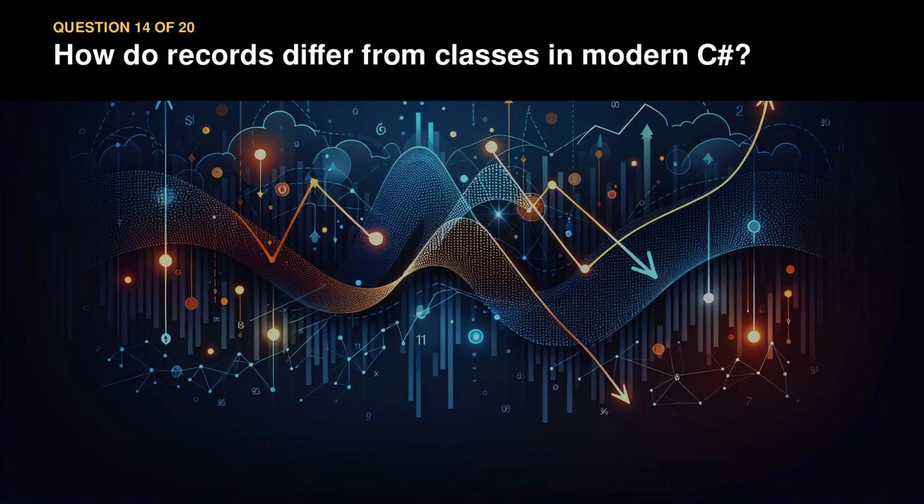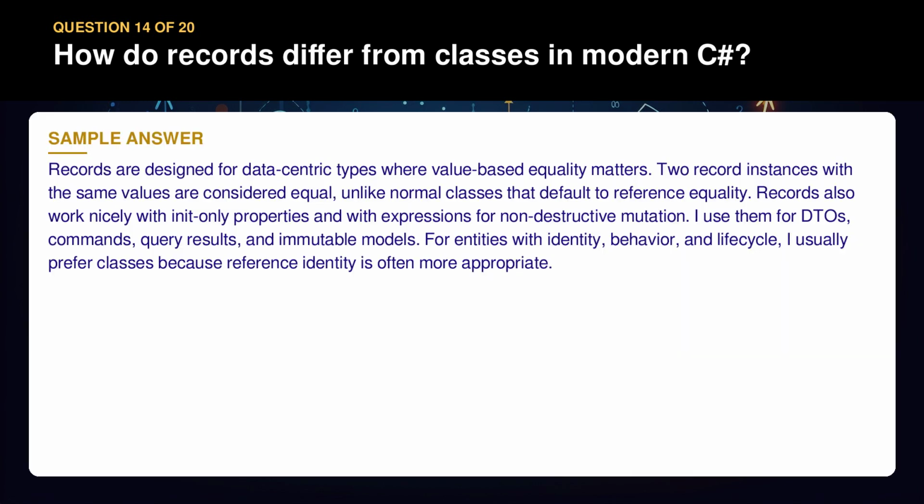Question 14. How do records differ from classes in modern C#? Records are designed for data-centric types, where value-based equality matters. Two record instances with the same values are considered equal, unlike normal classes that default to reference equality. Records also work nicely with init-only properties and with expressions for non-destructive mutation.